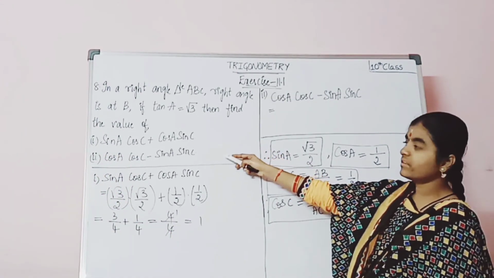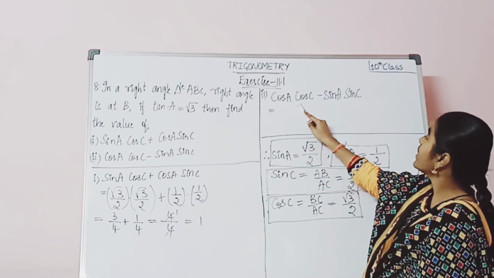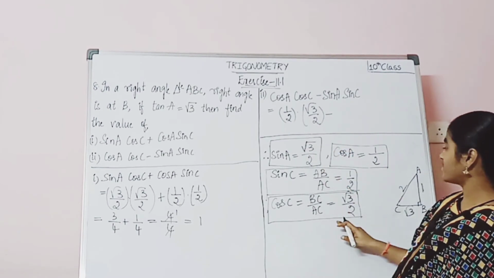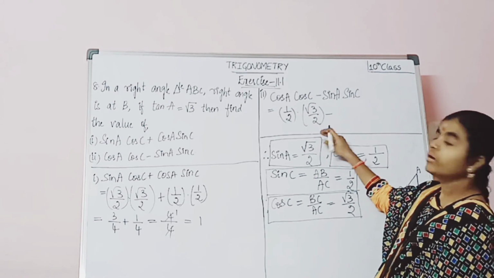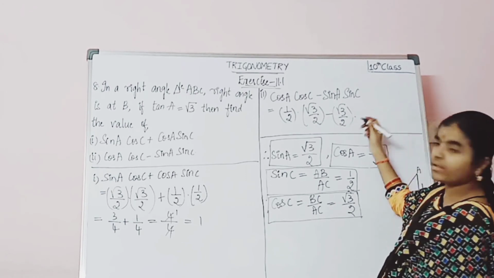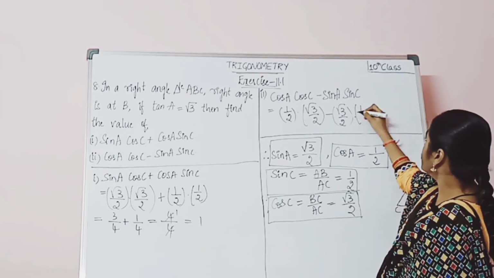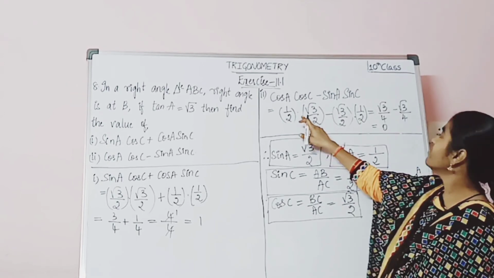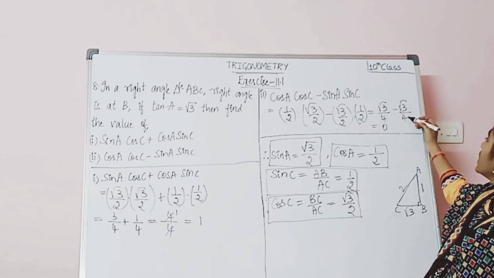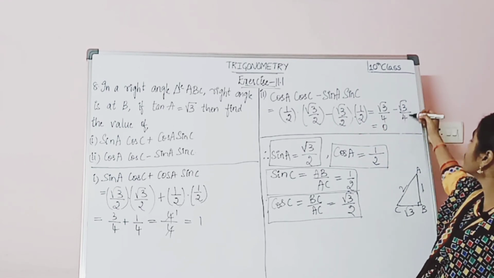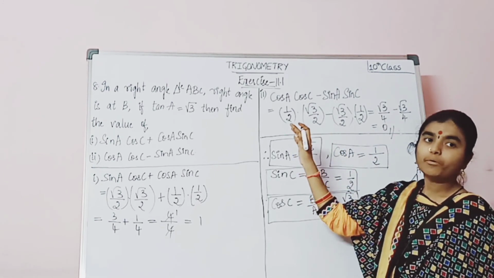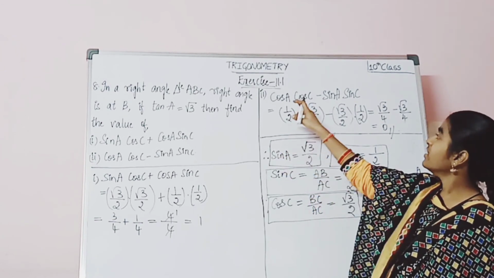So let us solve second bit in the given question. So what is the second bit? Cos A into cos C minus sin A into sin C. So what is cos A value here? 1 by 2 into cos C. What is cos C value? Root 3 by 2, minus, what is sin A value? Root 3 by 2 into, what is sin C value here? 1 by 2. That equals, now 1 into root 3, 2 into 2, 4, so root 3 by 4, minus root 3 into 1, root 3 by 2 into 2, 4. Root 3 by 4 minus root 3 by 4. What we will get here? 0. This is the answer. So with this we have completed problems based on example 1 in exercise 11.1.